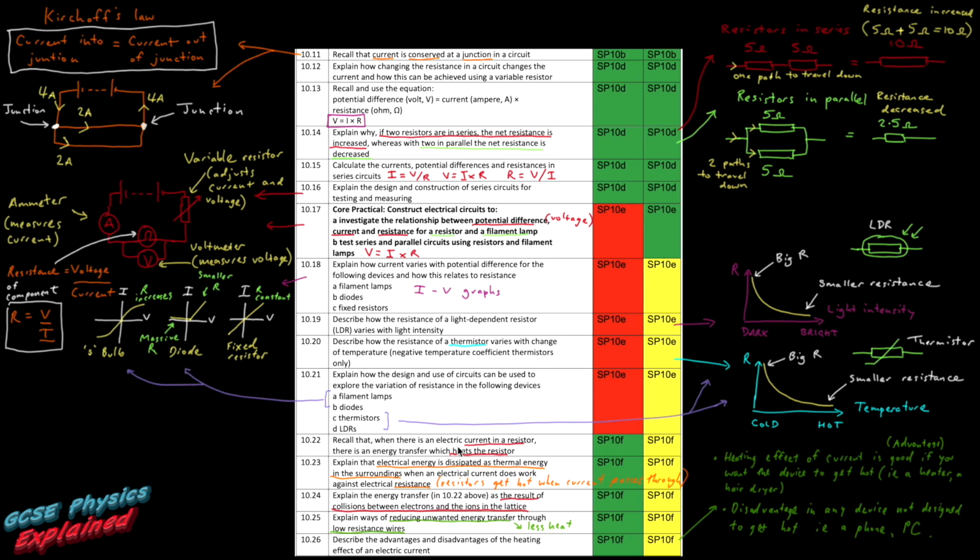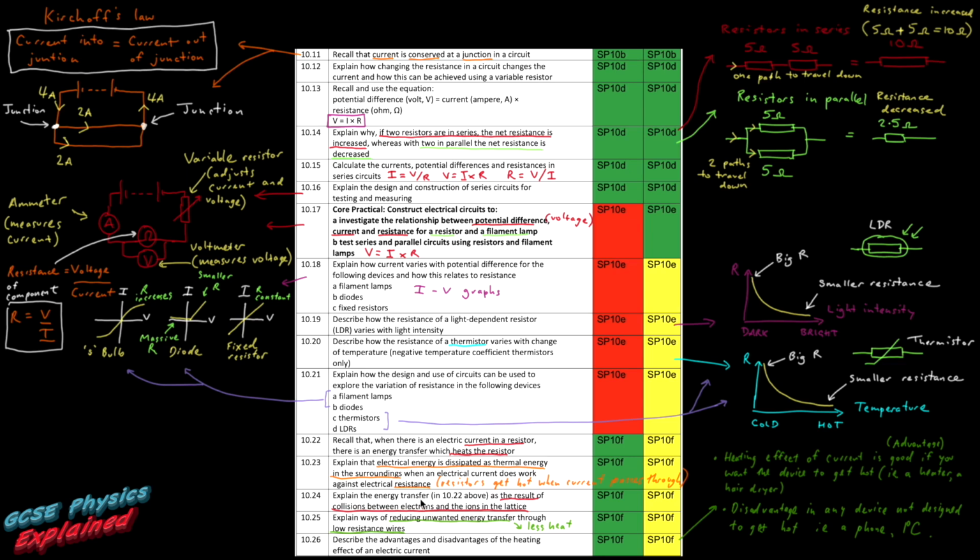Recall that when there is an electric current in a resistor, there is an energy transfer which heats the resistor. So basically, if you put current into a resistor, the resistor is going to get hot. That's all you need to know. Explain that electrical energy is dissipated as thermal energy in the surroundings when an electrical current does work against electrical resistance. In other words, you tell the examiner that resistors get hot when current passes through. And if it says, where does the energy go to? You say it goes to the surroundings for your third mark.